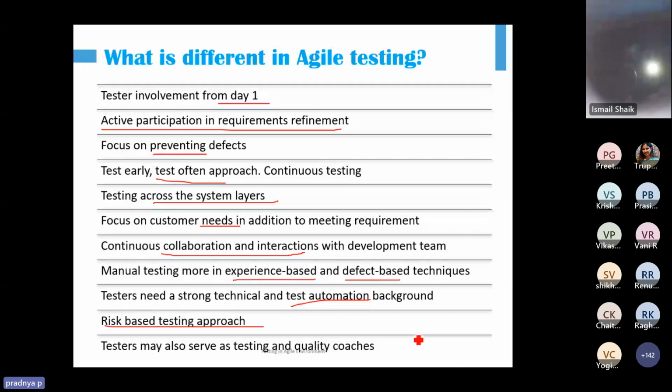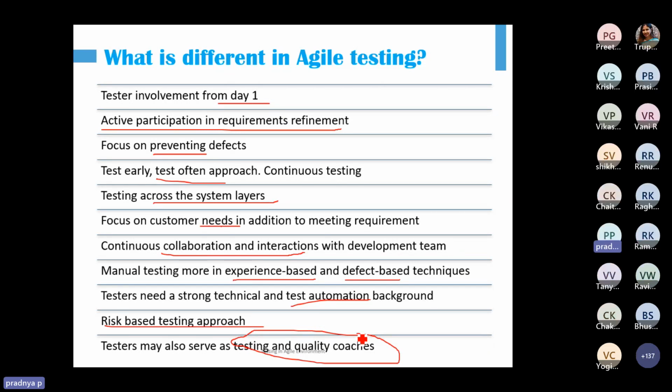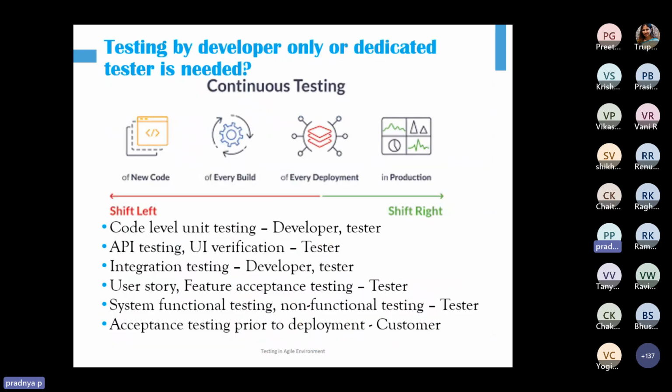we as testers are going to work as the quality coaches within the team. We need to emphasize what is the importance of quality, what is the importance of ensuring quality within that team. So we have to be guiding our development team about the quality processes that we need to follow. So these are few things that are definitely seen as different in the agile environment, right?